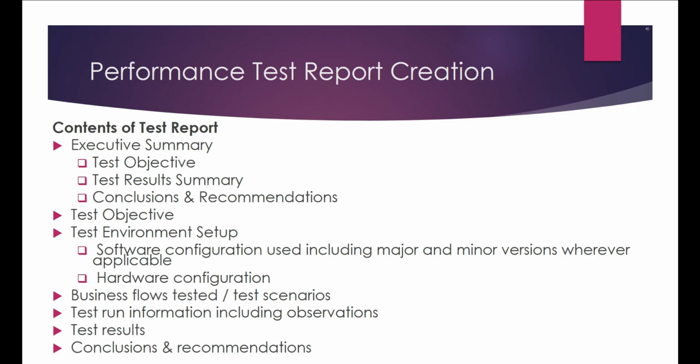The test result report should contain an executive summary, test objective, test results summary, conclusions and recommendations, test environment setup, software configuration used including major and minor versions wherever applicable, hardware configuration, business flows or test scenarios tested, test run information including observations, test results in tabular format and their relevant graphs, conclusion and recommendations.